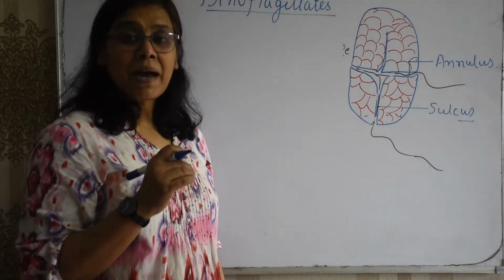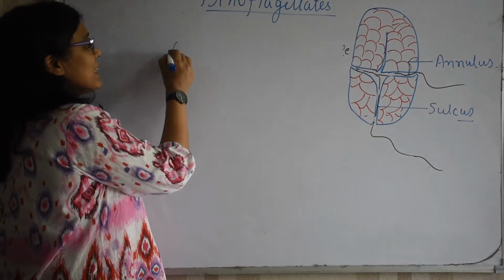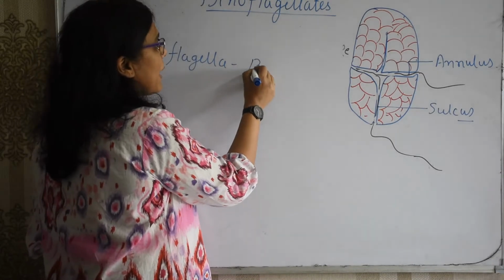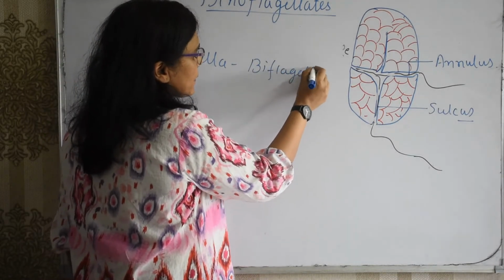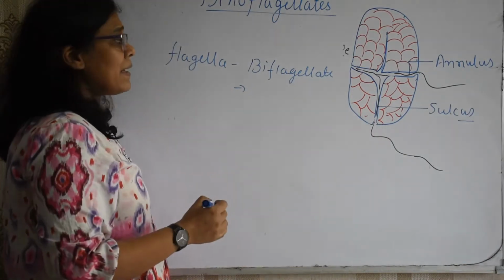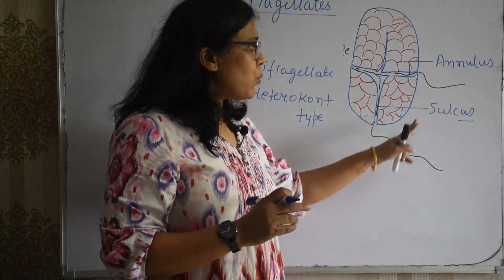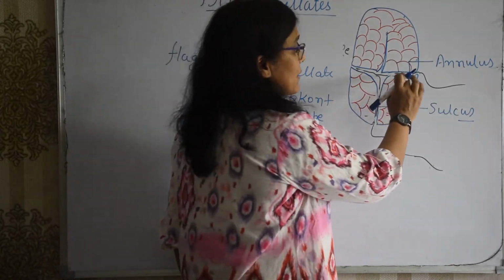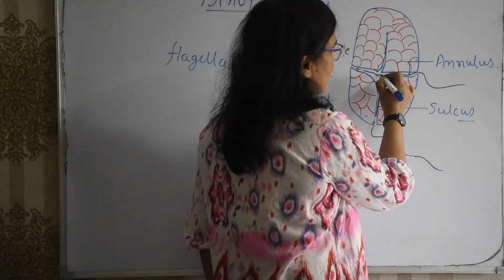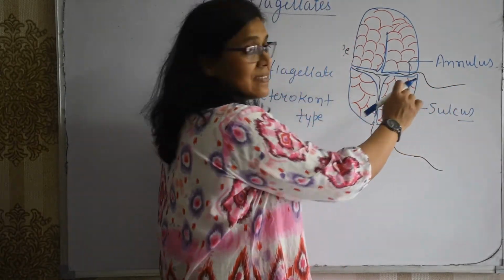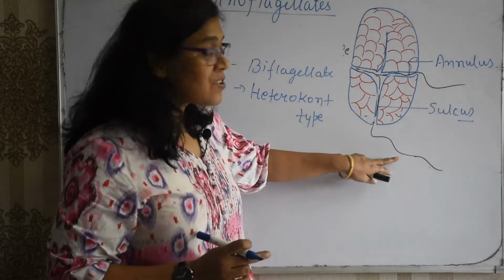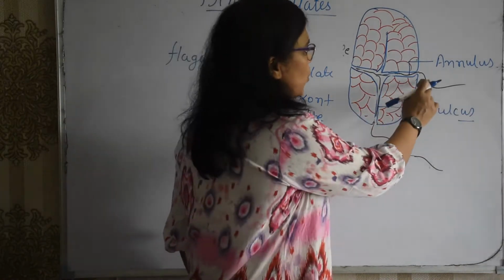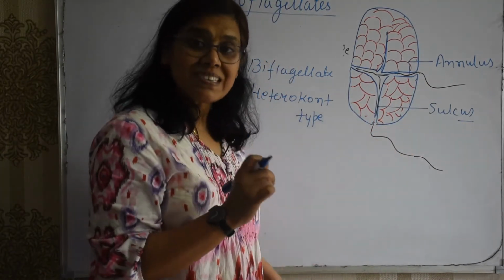Dinoflagellates are motile and biflagellate protists. So we'll see the flagella. Here, we will write down, it's biflagellate. The flagella are heterokont type. Both the flagella are unequal in size. Here this is the transverse flagellum and this is the longitudinal flagellum. Both flagella are different in sizes.